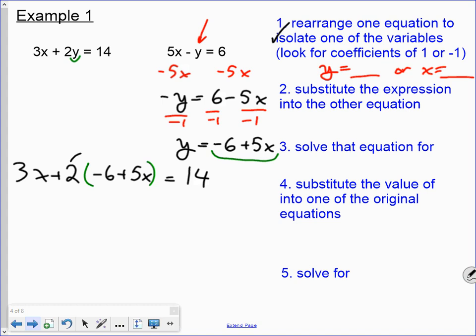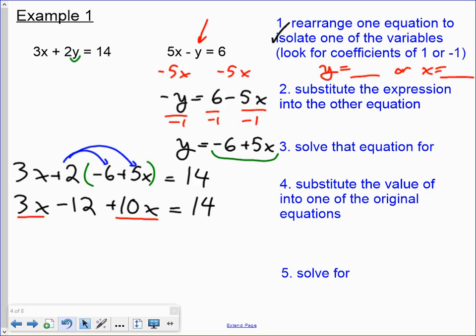Take this positive 2, multiply it by, and I should do this in a different color. I'll do it in blue here. Positive 2 times negative 6, and positive 2 times that 5x. That'll get us 3x stays the same. 2 times negative 6 is negative 12. 2 times 5x, 10x equals 14. Okay. Then we can start, let's see, we've got like terms, 10x and 3x. Combine them to get a 13x.